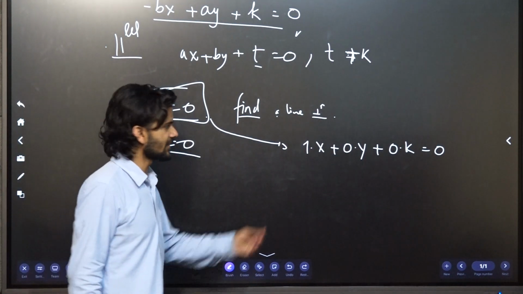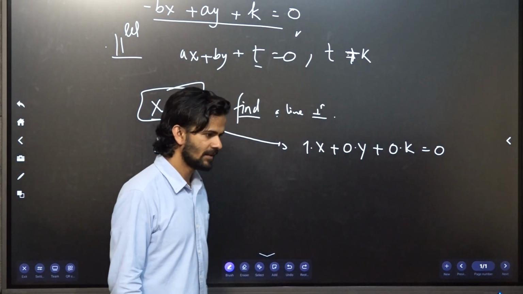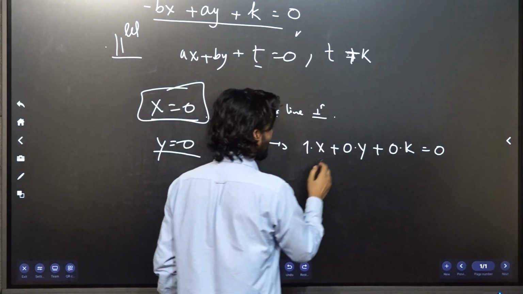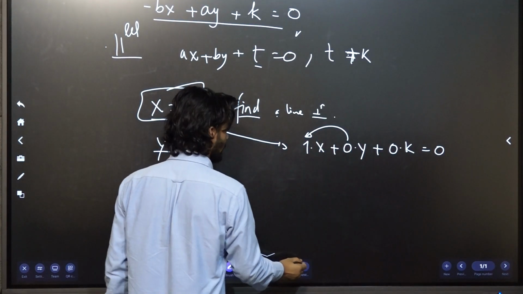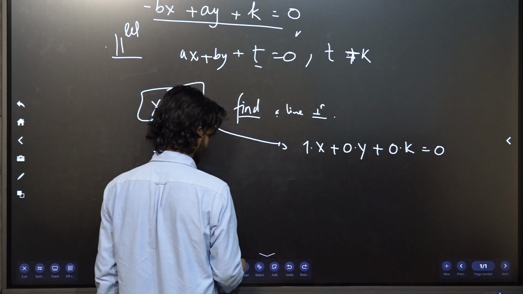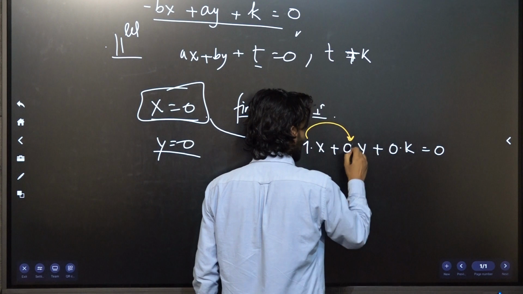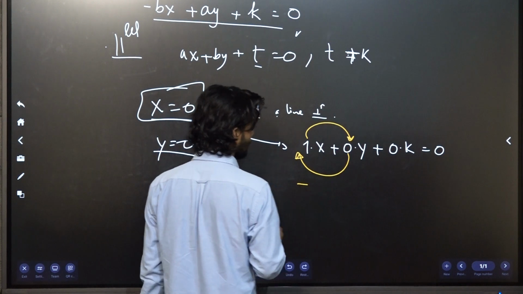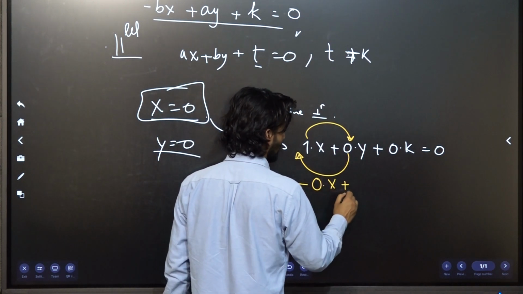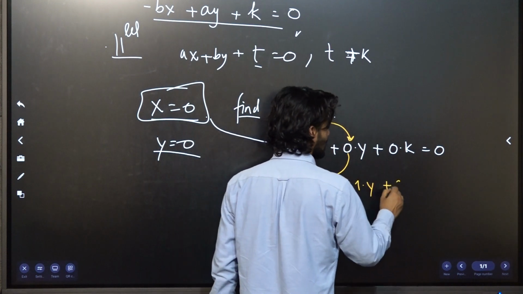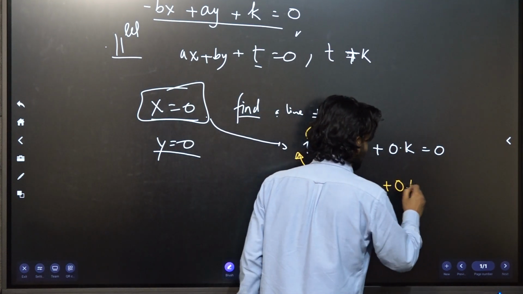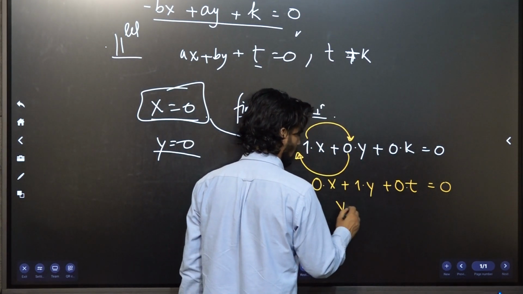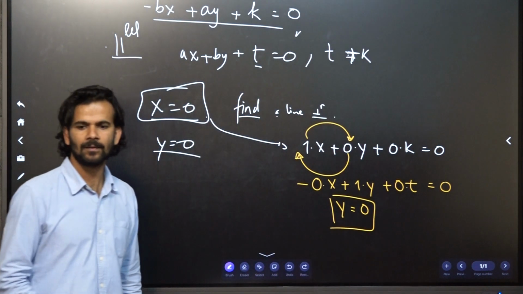Now let's write down an equation which is perpendicular to this one. You have to exchange the coefficients. One goes there, 0 comes here, and one of them should be minus. Minus 0 times x plus 1 times y plus 0 times k equals to 0. Simplify this one: y equals to 0. That's what we are looking for.